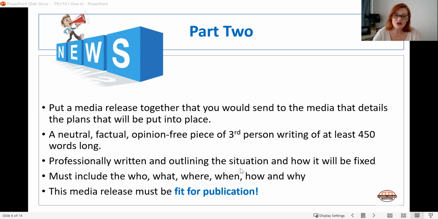You must include the who, what, where, when, how, and why. Very important. And very importantly, when we mark this assignment, we are asking ourselves, is this fit for publication? Is this a press release or a media release that we could send out immediately to the media? The spelling, the grammar, the information that is shared, the factual accuracy of it, that you have the correct understanding of all the information, all of that needs to be in this press release. And we look at it and we go, is this fit for publication? Would a journalist be able to use it?